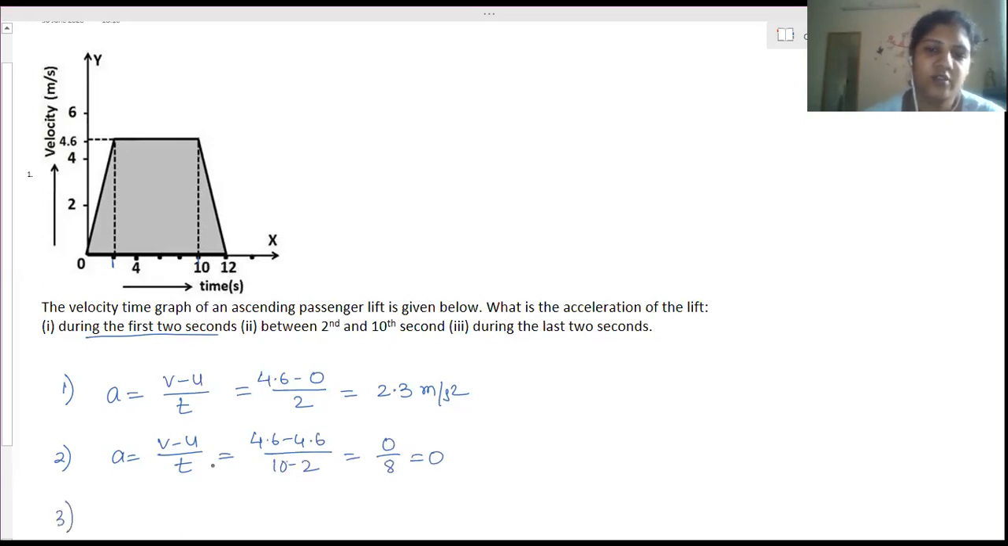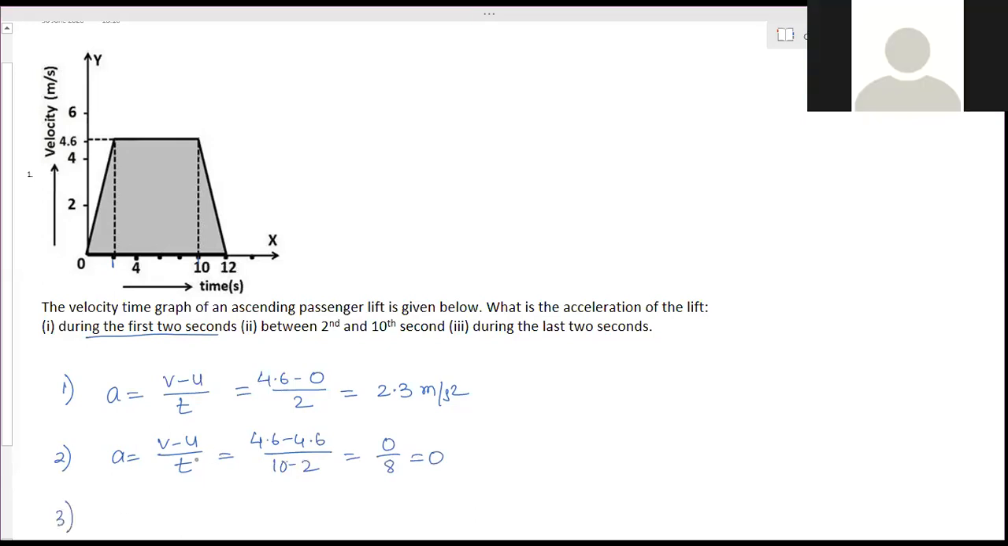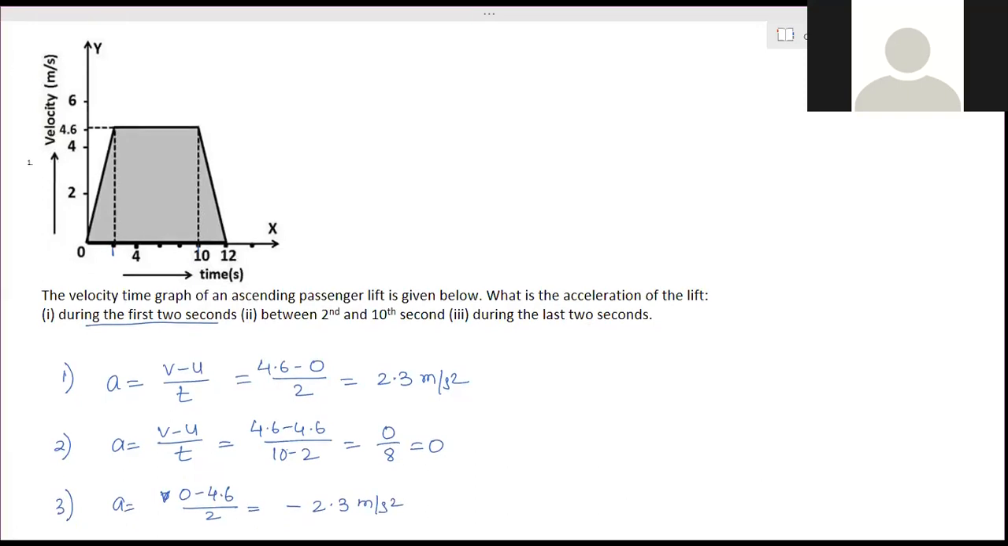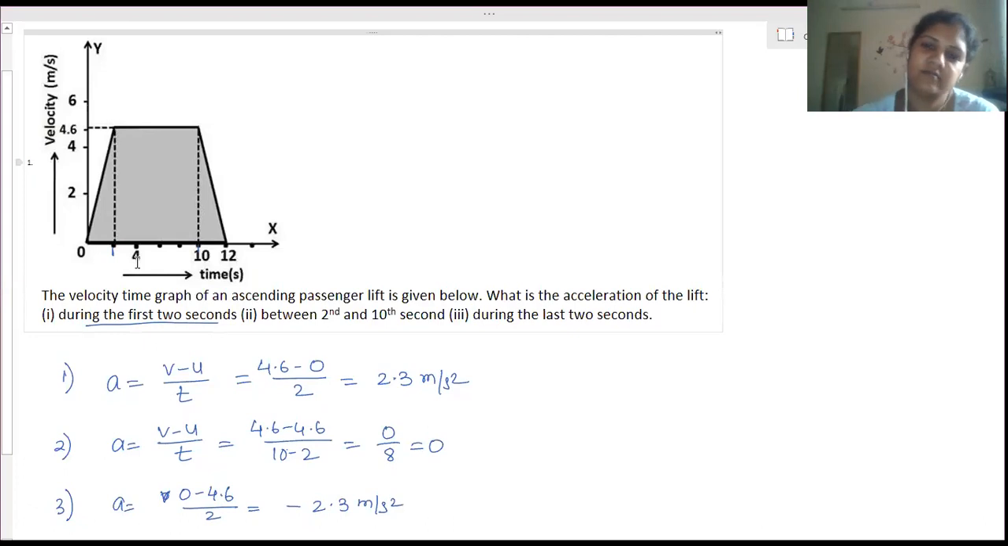And the third case, during the last 2 seconds. The initial velocity is 4.6 and the final velocity is 0. So 0 minus 4.6 by 2 is equal to minus 2.3 meter per second square. Now in the second one, should we write the unit or only 0? 0 doesn't have any unit. Okay.